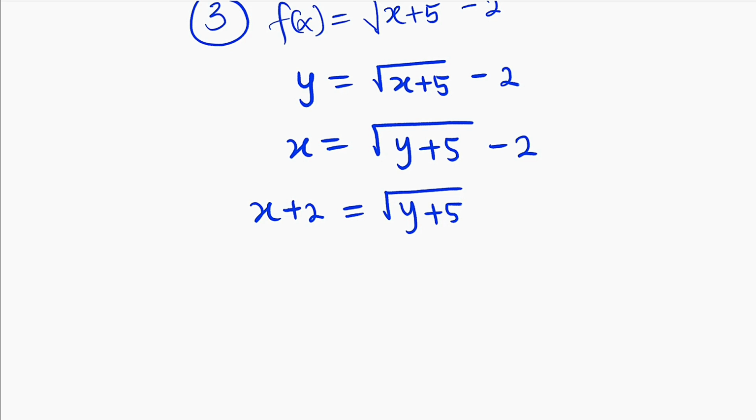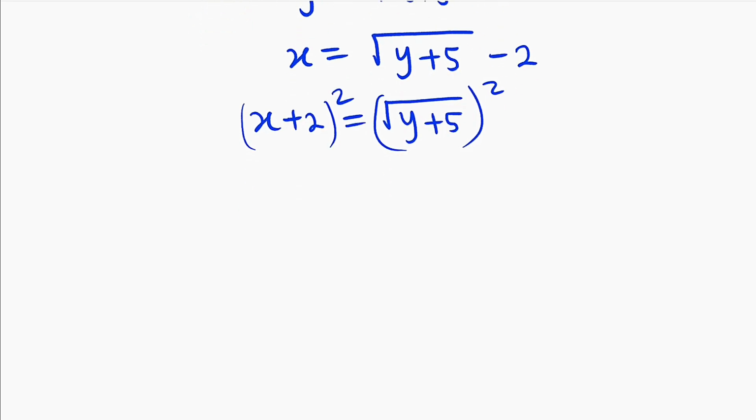Now we are free to square both sides. If we square this side, we have to square this side. From the left hand side, we can expand. First term squared is x squared.